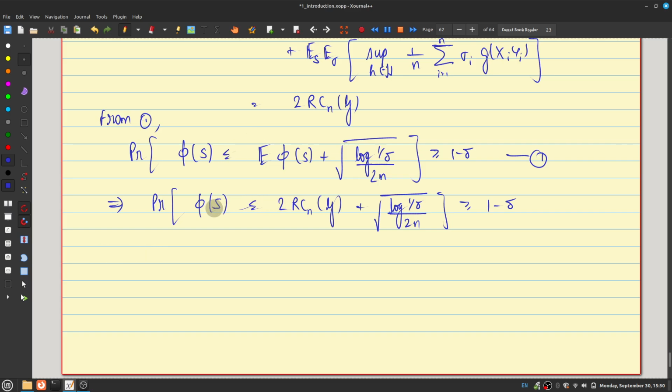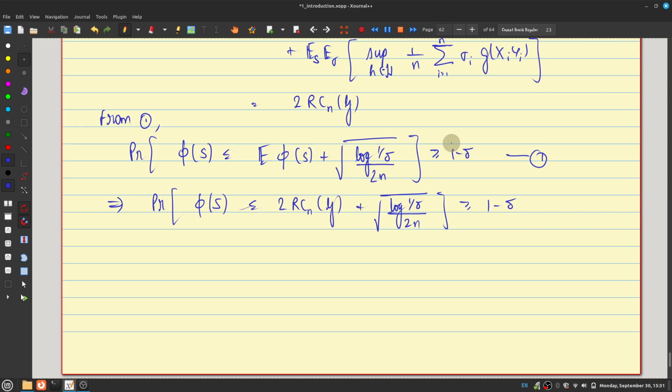You mean how I get this from this? So let's look at this particular event, right? If phi of S is less than or equal to some number, then for sure phi of S is less than or equal to anything which is greater than this number, right? And I know that this is greater than or equal to this. That is why this follows. Is that okay?